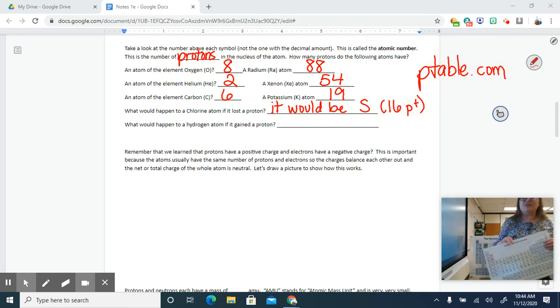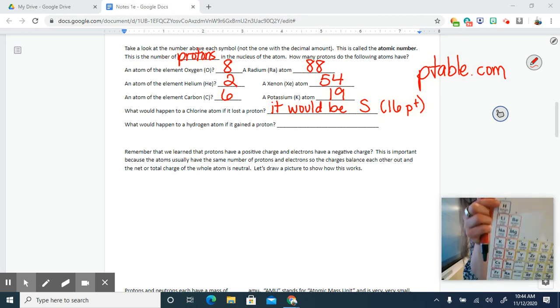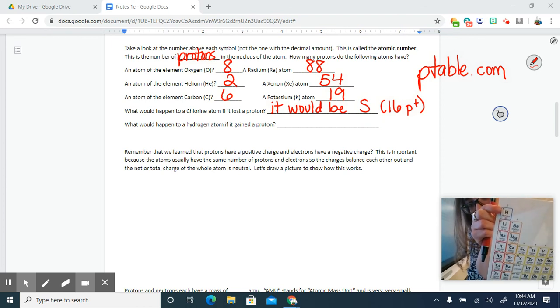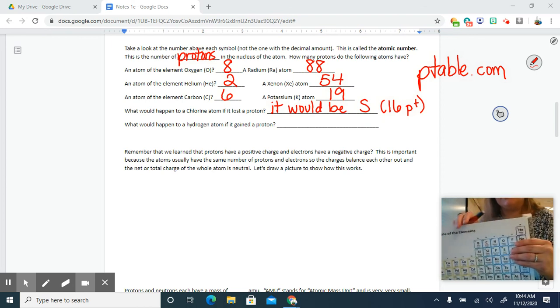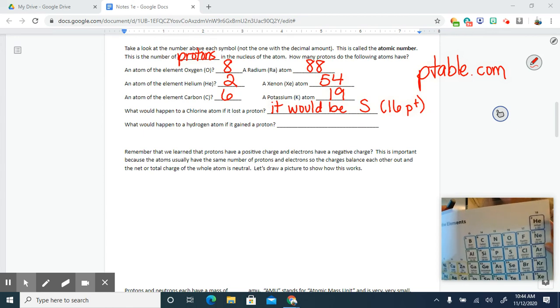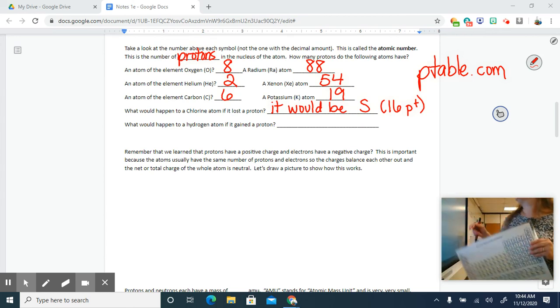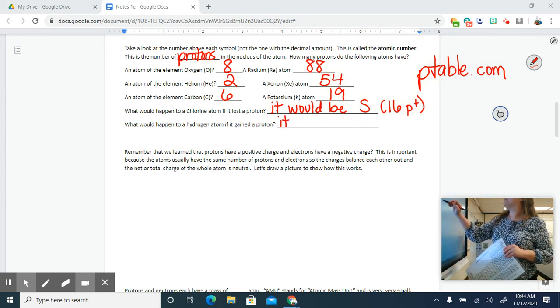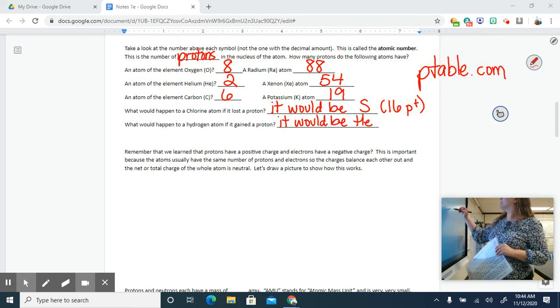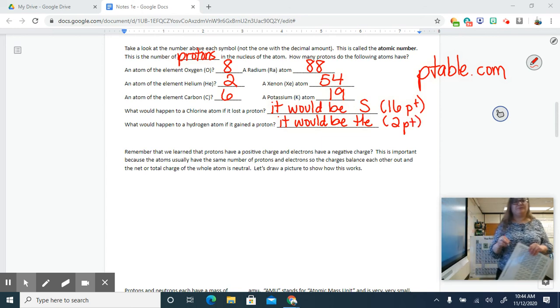All right, what about a hydrogen atom? What if it gained a proton? So hydrogen has 1 proton. So if it gained a proton, it's now going to have 2 protons. It's now going to be helium. Why is it going to be helium? Because helium has 2 protons.